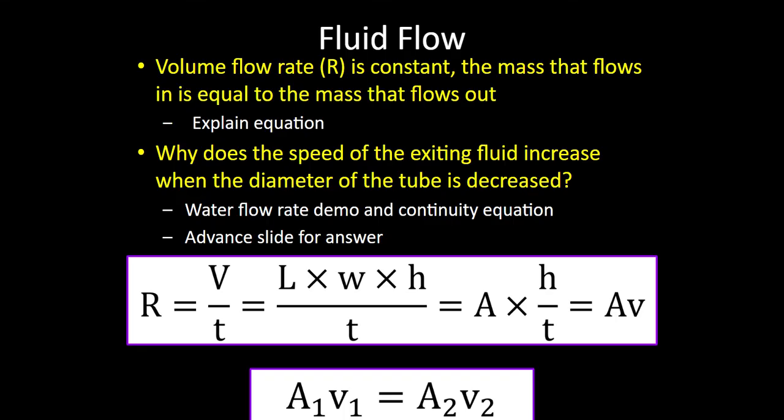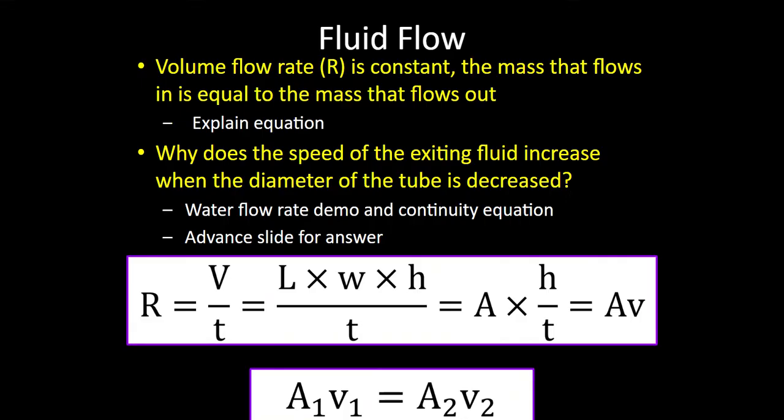Well, if you take the length and the width, you get the area. And then that leaves height divided by time. Again, this works with all volumes. You end up with the area of that shape times the velocity of the fluid. The fluid flow in is going to be equal to the area of the first pipe times the velocity of the fluid in that first pipe, and it's going to equal the area of the second pipe times its velocity.